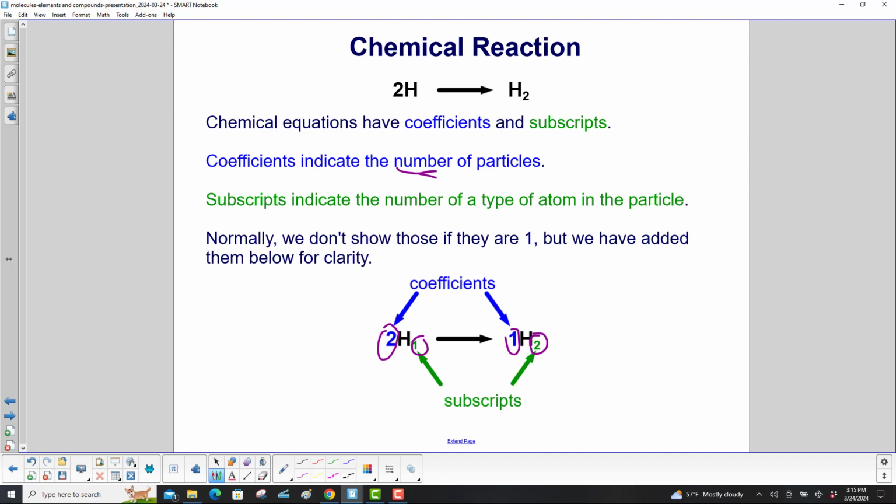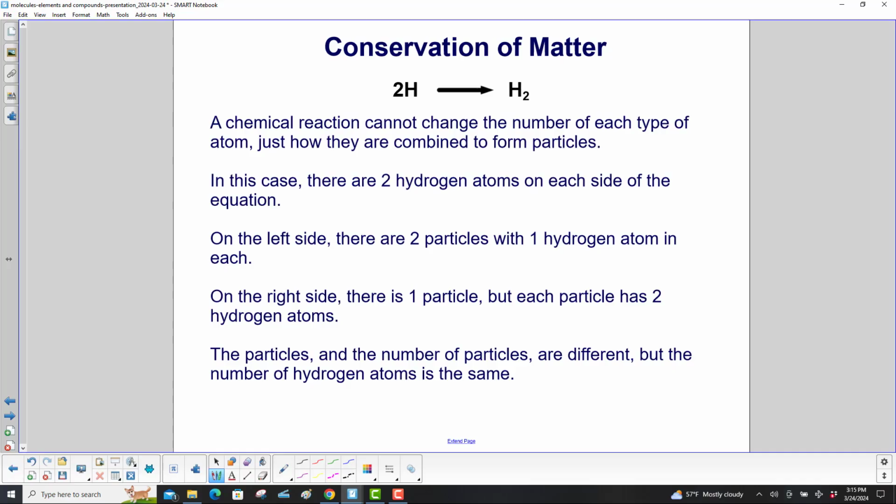They indicate the number of a type of atom in the particle. Normally, we don't show these if they are number 1, but we've added them below for clarity. So normally you would show this as 2H yields H2. But this, of course, is also valid.